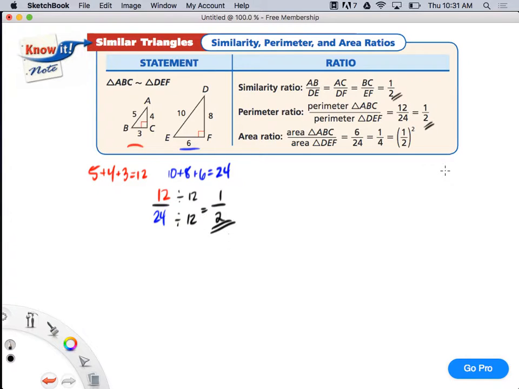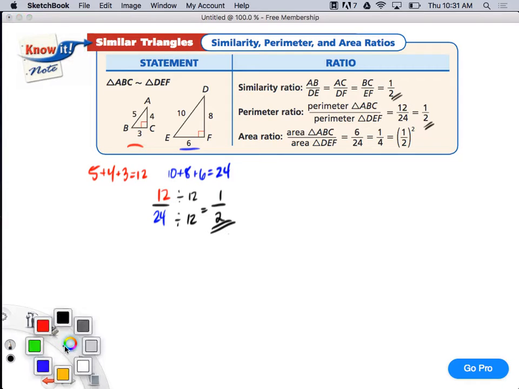If this side is half of that side, then the perimeter of this is half of the perimeter of this. Does that make sense? So all I have to give you is the perimeter of one shape, and you can figure out the perimeter of the other as long as you have the similarity ratio. Does that make sense to you guys? Okay. But let's take a look at the area.